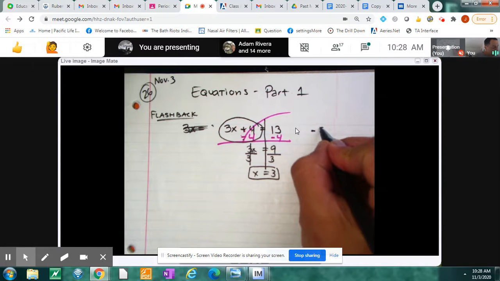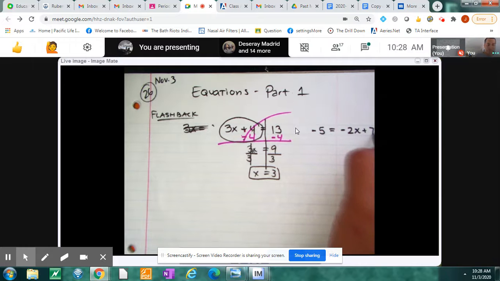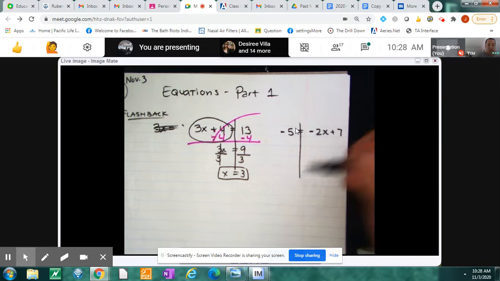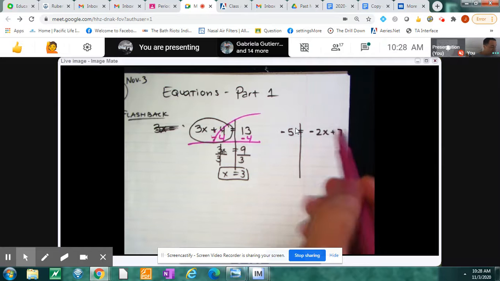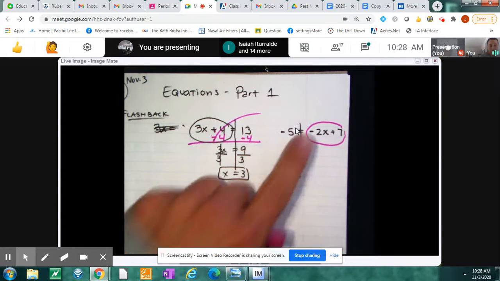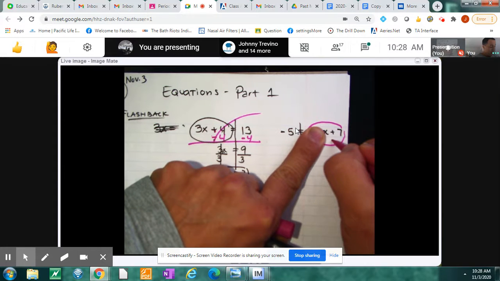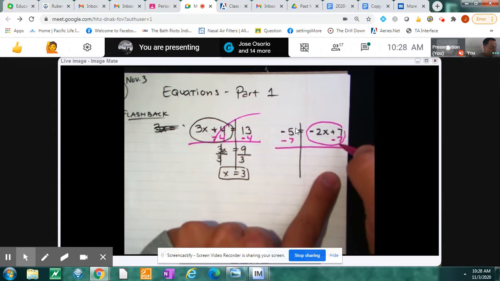Negative 5 is equal to, let's say, negative 2x plus 7. Okay? So again, you draw the line, okay, because you want it to balance. All right, what is x, right? It's on this side. So I don't want to divide just yet. I want to get rid of all the junk first. So the junk is plus 7. What's the opposite of plus 7? Minus 7, both sides. Okay, so that takes that out.